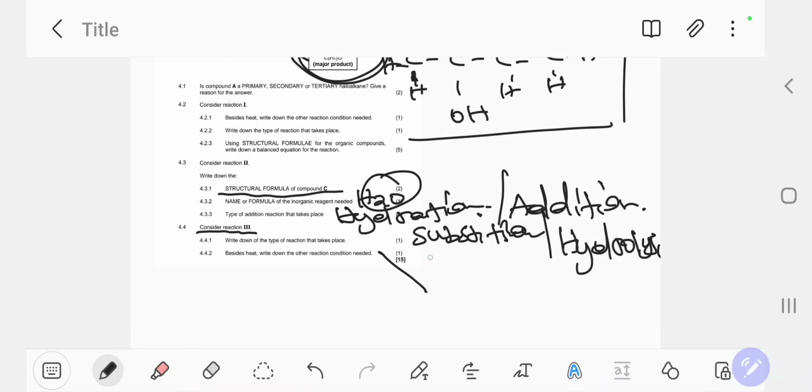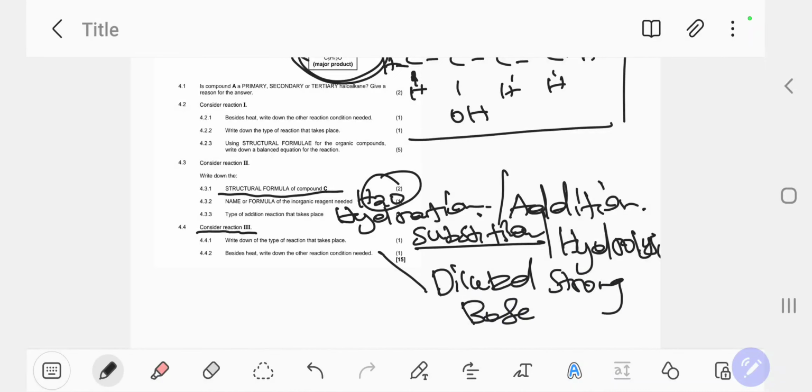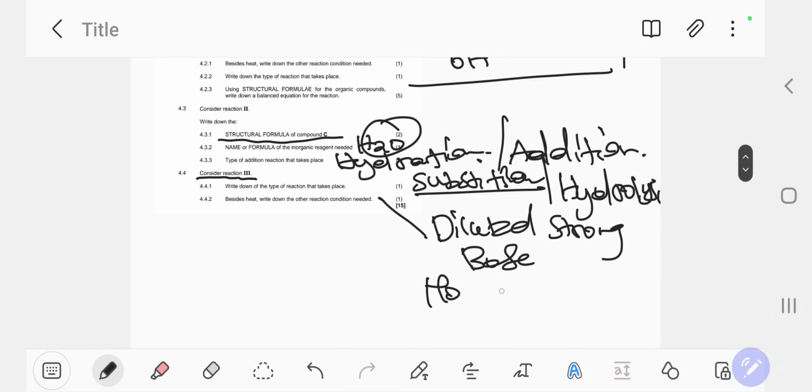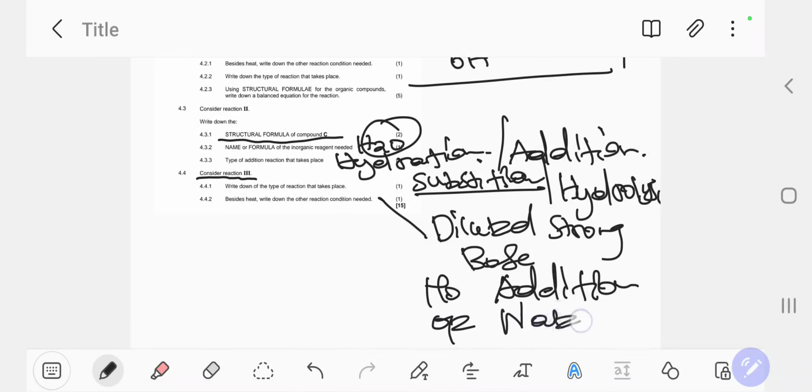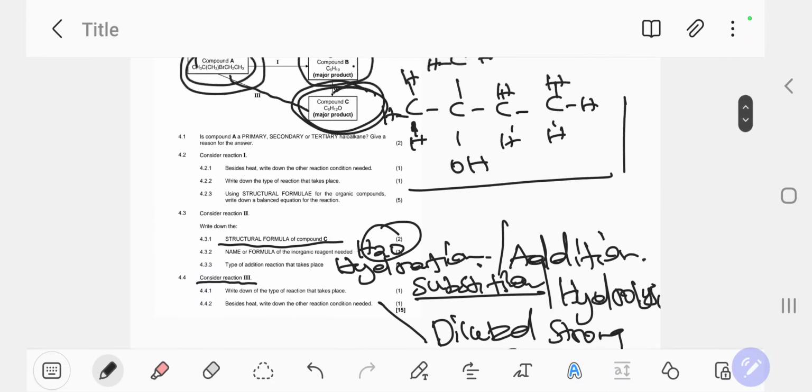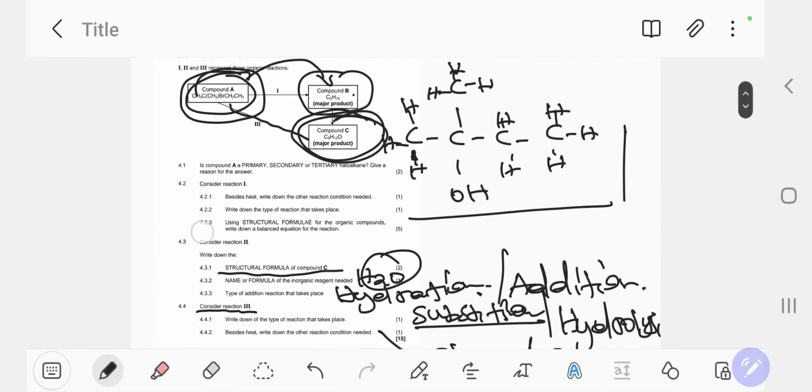Besides heat, write down the other reaction condition needed. Guys, if we are going to perform a substitution reaction, we are going to use your diluted strong base, or no addition of water. No addition of water is also acceptable there. Okay, guys, thank you so much. That's basically how short this question is. It's a very simple question.